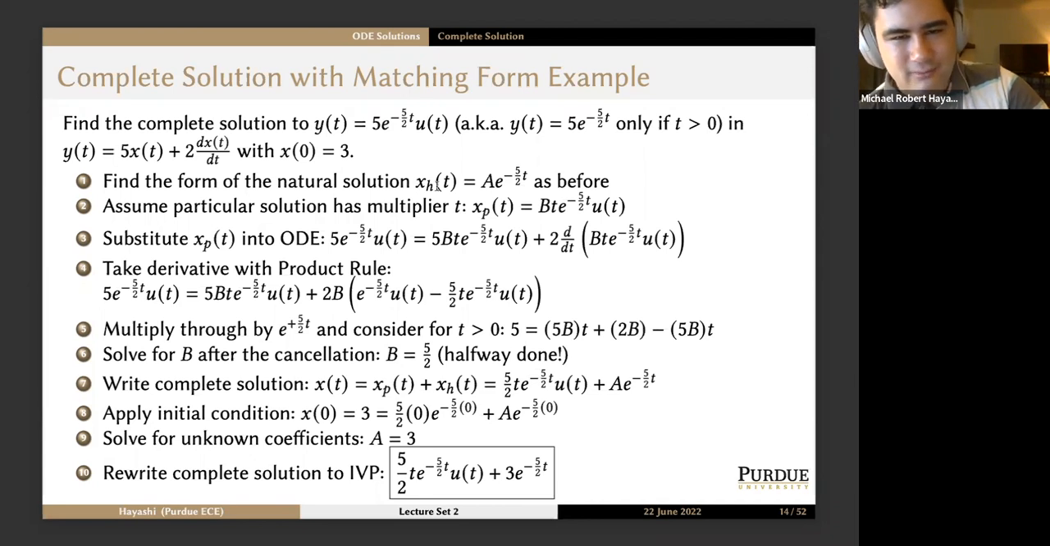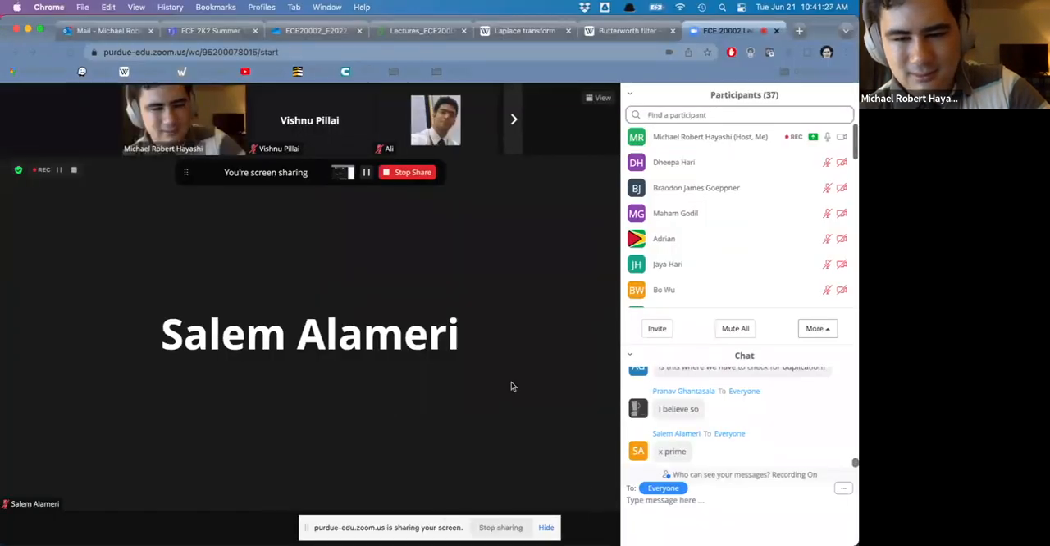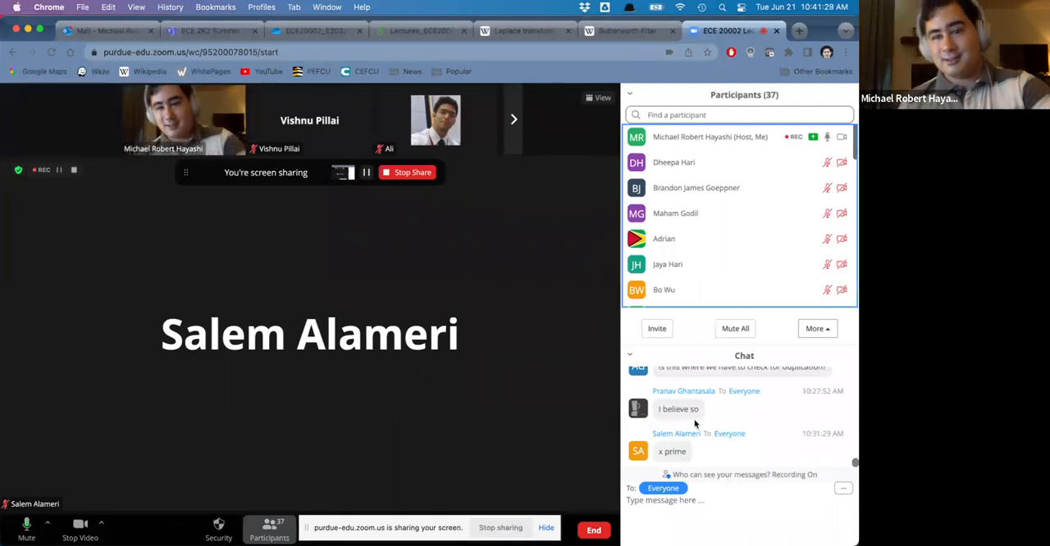Hopefully we see how, when we have the matching form of our forcing function to our natural solution, we had to take that multiplier of t, and that made it harder when we had to take derivatives because we had to use the product rule and things like that. And then we had to solve for b and then write the complete solution. Questions?